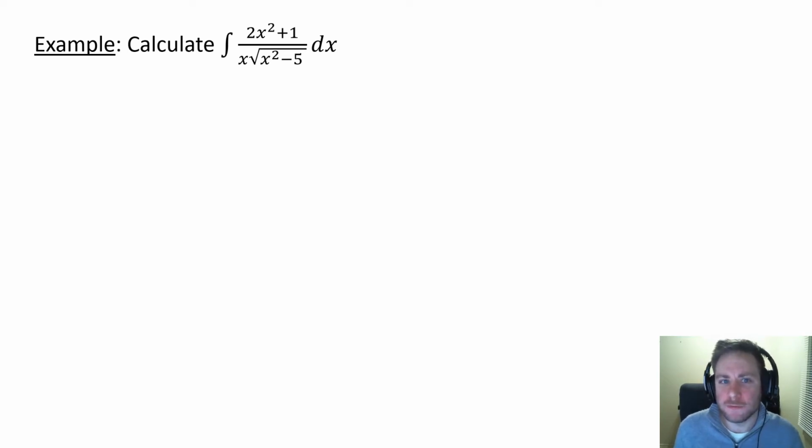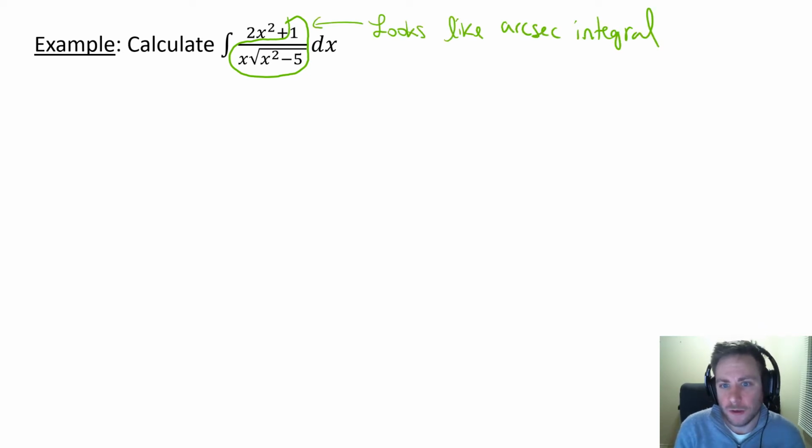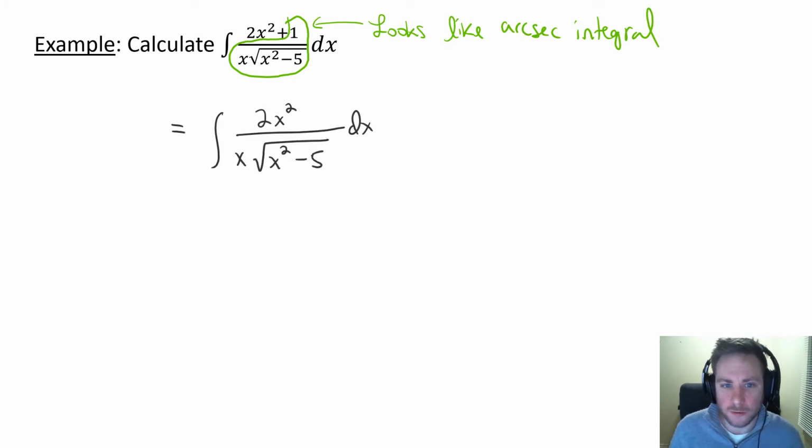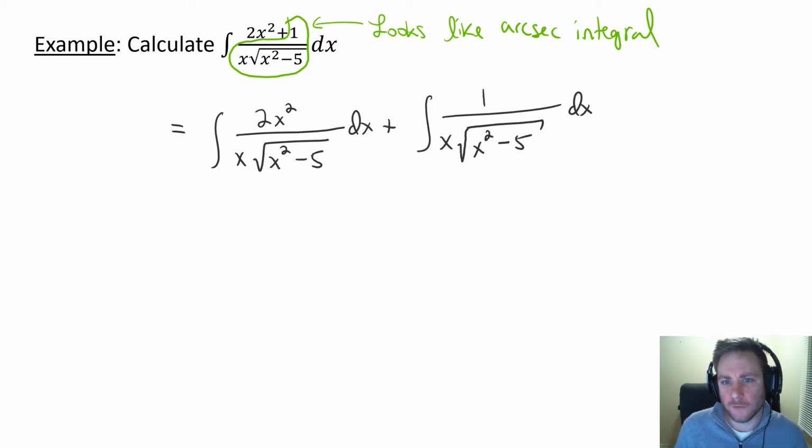The correct solution is motivated by recognizing that if all we had in the numerator was a 1, this would look a lot like the formula I just gave you for arcsecant. Unfortunately, there's also the pesky 2x squared in the numerator. So this motivates us to break up our fraction into two terms. Our first term would have a numerator of 2x squared, and our second term would have a numerator of 1. I've also applied the integral to each of these terms separately, which we know is valid when the terms are being added as they are here.